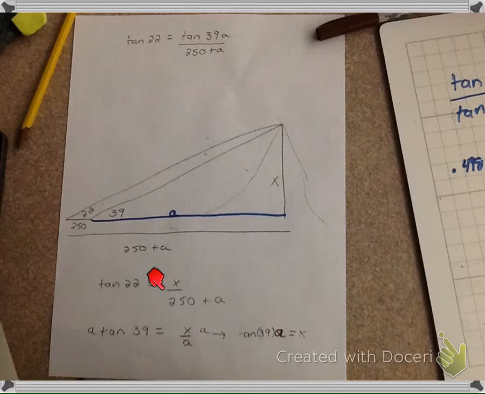Now I'm going to set up another equation and make this a system of equations. I set up an equation for this angle, the 39. The tan of 39 equals opposite, x, over, this time it's just A. So tan of 39 equals x over A. Ignore these A's over here for a minute.